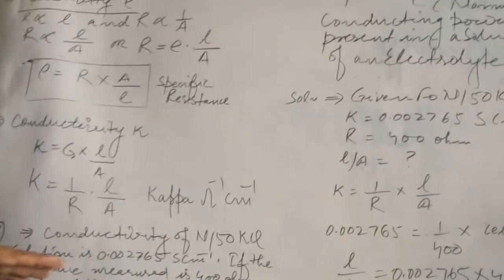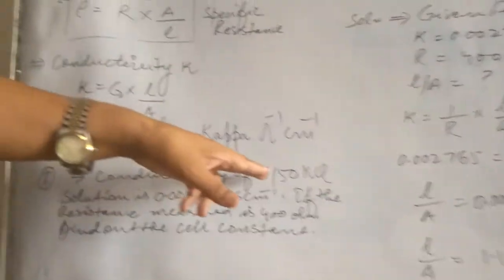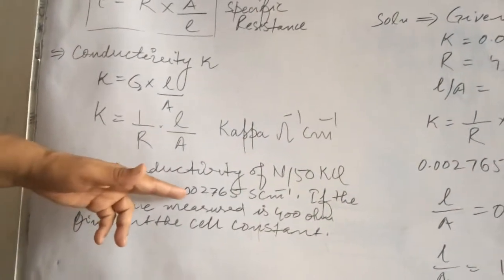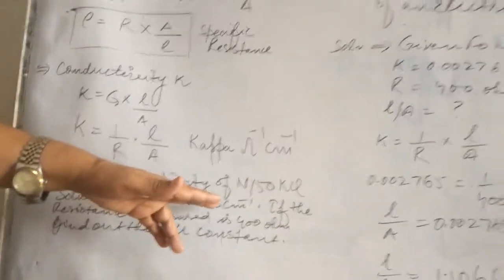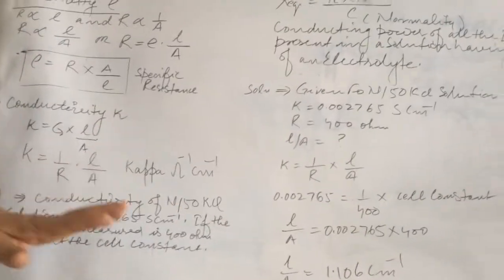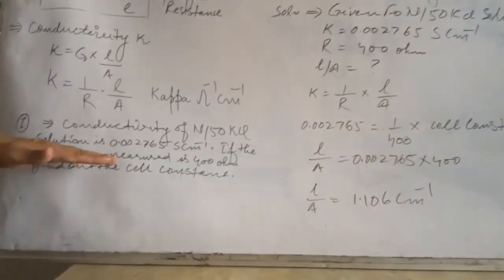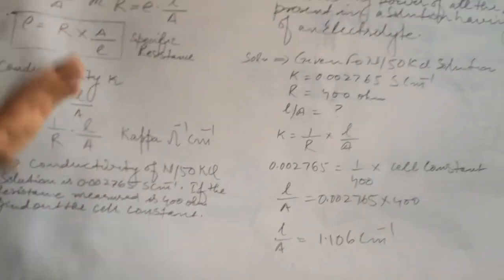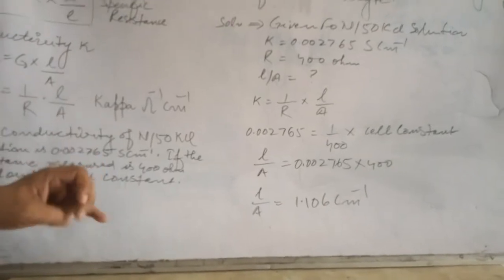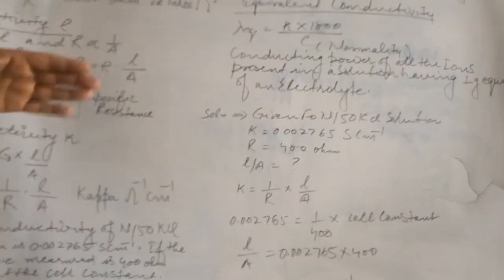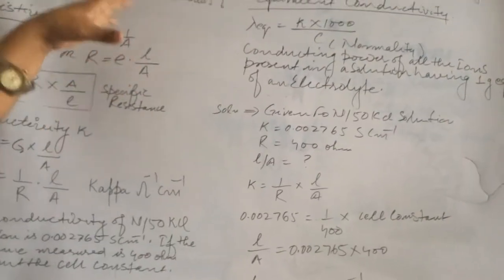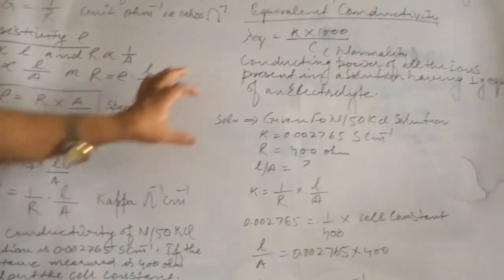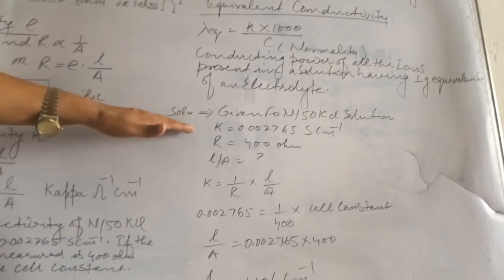See, this is the numerical: the conductivity of N by 50 KCl solution is 0.002765 Siemens centimeter inverse. If the resistance measured is 400 ohm, find out the cell constant. What do you have to find out? The cell constant. Cell constant is L upon A. So at the very first we have to write the data. For this numerical we are going to give the solution.